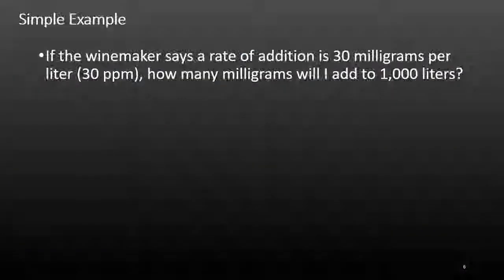Okay. So let's take a simple example here using rates of addition. If a winemaker says a rate of addition is 30 milligrams per liter, which as we just defined is 30 parts per million, is milligrams per liter, how many milligrams will I add to 1,000 liters? All right, so we have a rate of addition, 30 milligrams for every liter. And here I've got 1,000 liters. So you could think of this as one big tank with 1,000 liters.